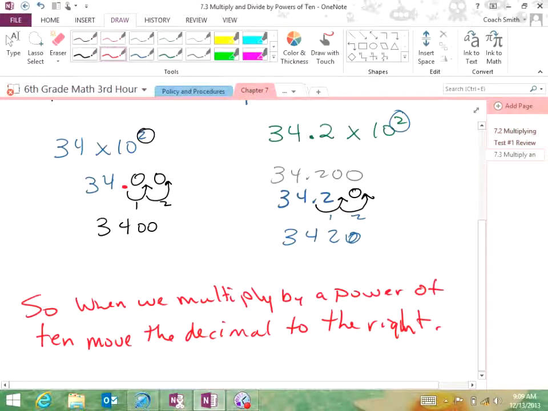Okay, so when we multiply by a positive power of 10, we move the decimal to the right. Because we're going to look at some negatives here in a second. Right now we're just going to deal with the positive part of it.